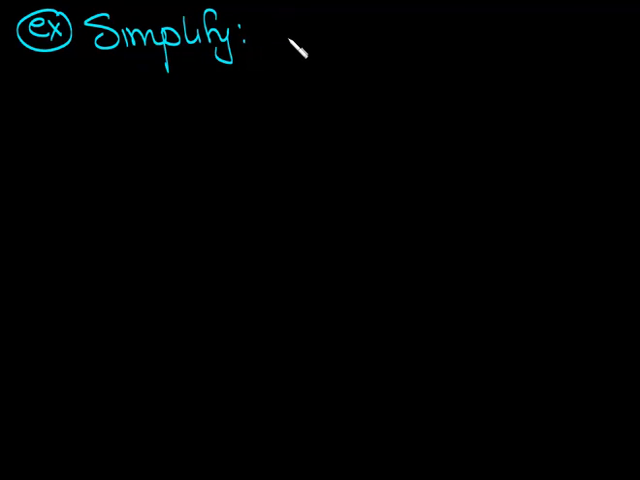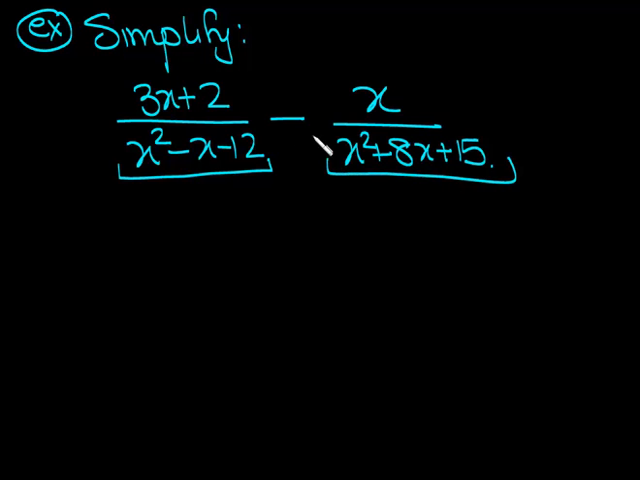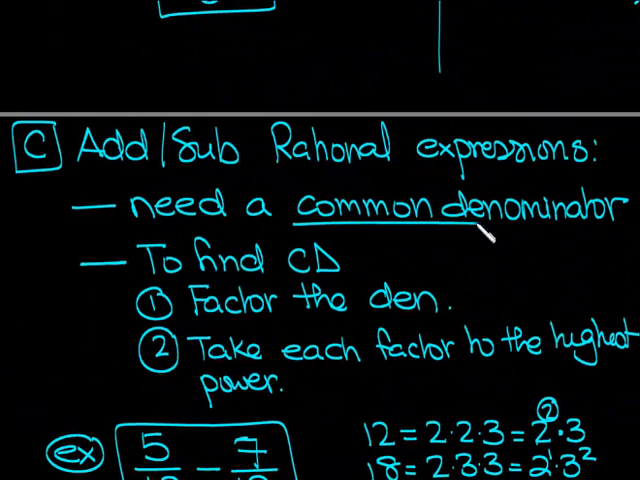So let's say I give you something like this: 3x plus 2 divided by x squared minus x minus 12, minus x over x squared plus 8x plus 15. I want to simplify these. I want to add these two fractions. Just take a minute and look at the problem first. I have a rational expression here, and another one, and I'm subtracting them. So what do I want to do? Add them up. Anytime you add and subtract fractions, we need a common denominator.